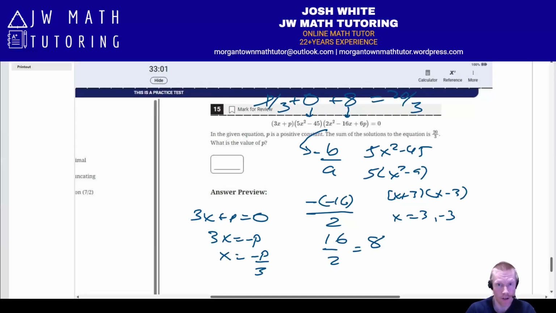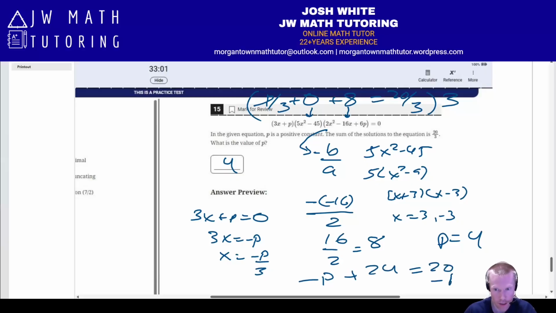You could do this by hand. You could just go straight to Desmos and do this. But however you want to do it, the answer for this one is that p is going to equal 4. Because first I would multiply everything by 3 just to clear the fractions, say if you were doing this by hand. So it's negative p plus 24 equals 20. Negative p equals negative 24.